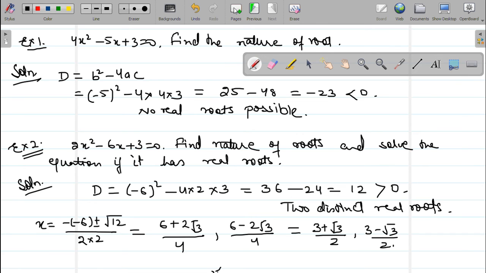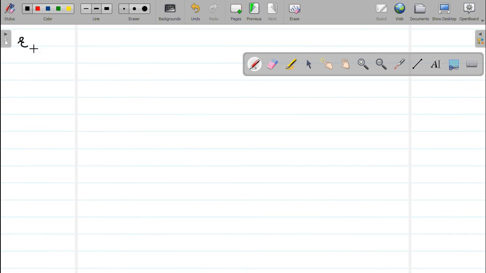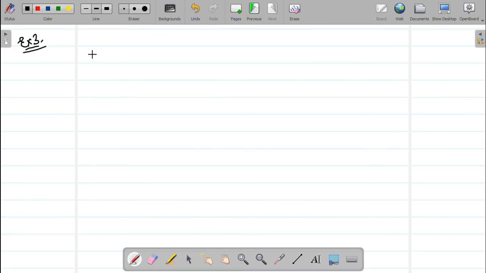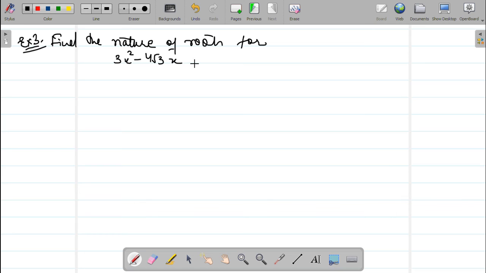Then we can do one more, students. Example 3: find the nature of roots for the quadratic equation 3x square minus 4 root 3 x plus 4 equal to 0, and hence solve it.